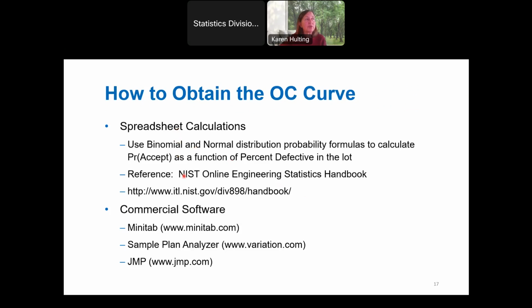You can use a spreadsheet, and I'm giving some references here for where you can get the formulas to do that spreadsheet. It turns out that the formula that we're going to use the most is actually programmed right into Google Sheets or into Excel. You can also use commercial software. Minitab gives these calculations. Sample Plan Analyzer is also commercial software that gives these calculations. JMP gives these calculations. There's probably more that I'm not familiar with, but all of these tools will give you these curves.